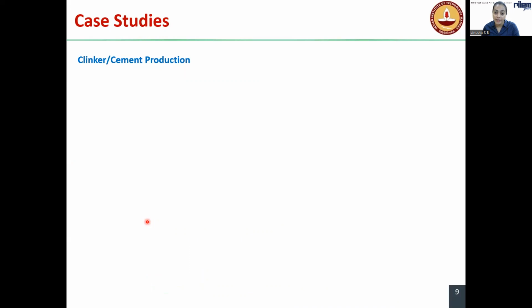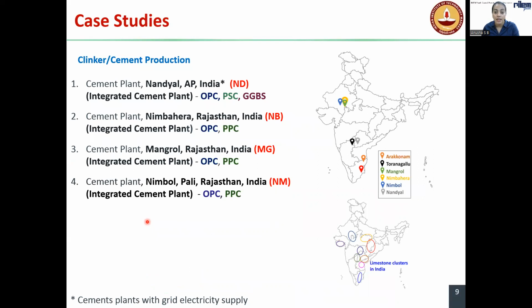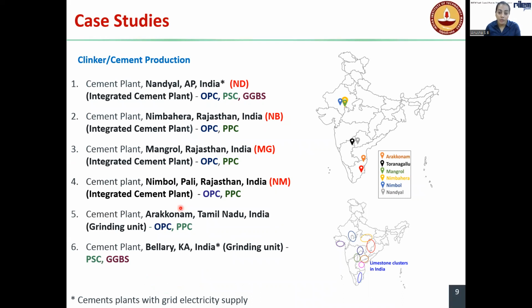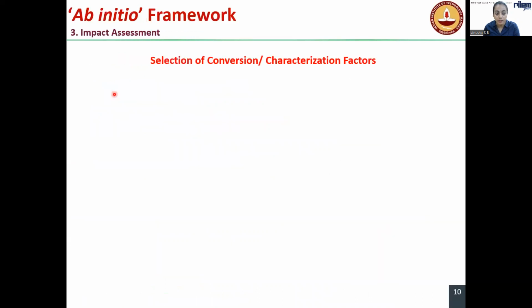For collecting the data for cement and clinker production to have a database, I've been to around 6 cement plants in and around India, where 4 are integrated cement plants, where the clinker and cement are produced in the same plant. Then I also visited 2 grinding units where the clinker was being bought from a different cement plant and ground fine in these plants to get the cement. All the discussions and the numbers I am showing here today in the present study will be based on the Nandyal case study.